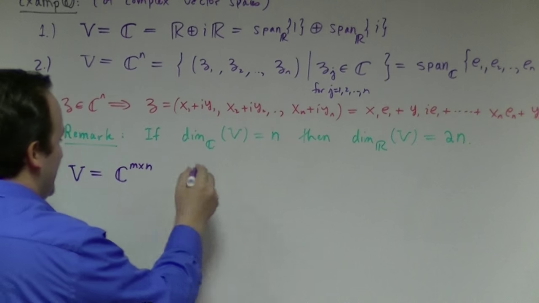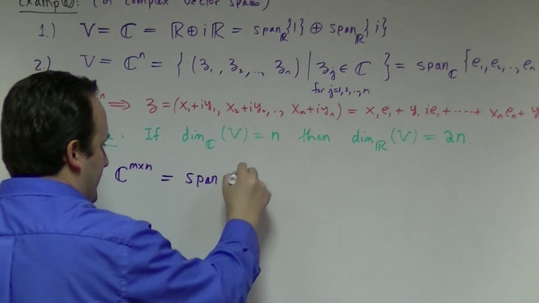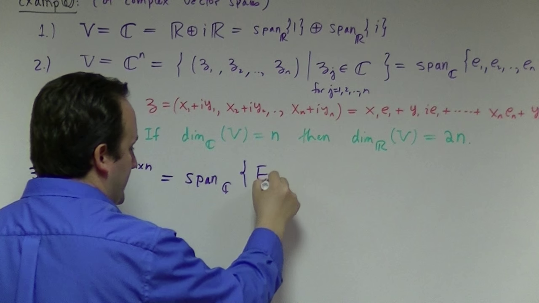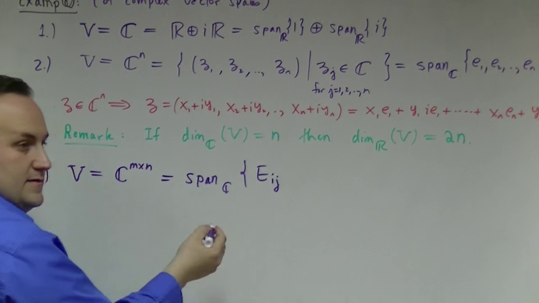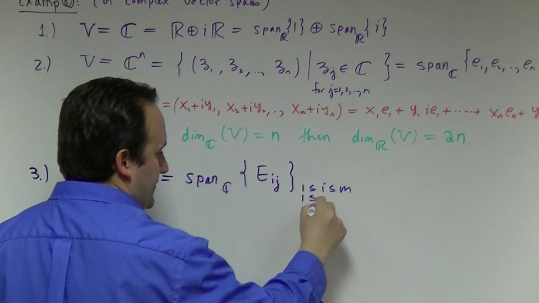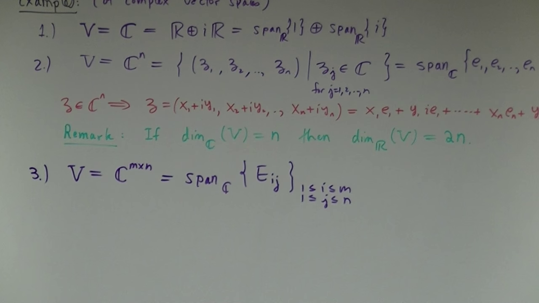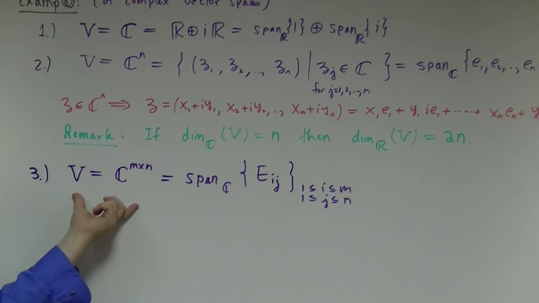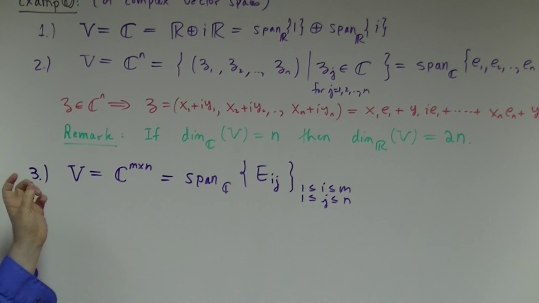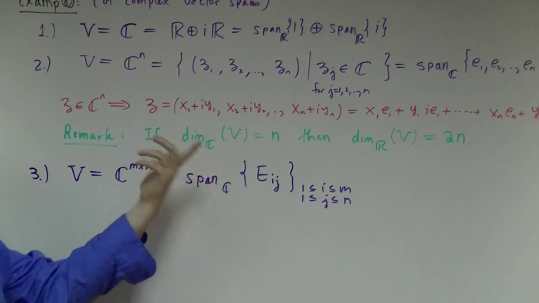Good. So, of course, here, you could either write this as the span over the complexes of our usual matrix basis, the unit basis, the E_ij, for 1 less than or equal to i less than or equal to m, 1 less than or equal to j less than or equal to n, our usual matrices with 1 in the ij spot and 0 everywhere else. So if I have a matrix with complex coefficients, I can always rip it apart into a linear combination with complex coefficients of these guys.